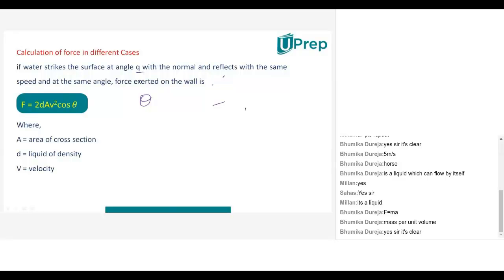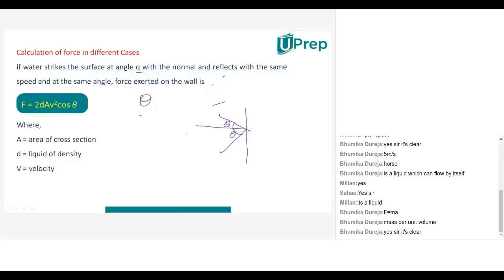2dAV square cos theta. Why did the cos theta term come? Let us try to understand that with an explanation. This is the wall and water is coming like this, and the normal for this wall will be there like this, and this water flow makes some angle theta with this normal, and with the same angle it is reflecting here. So the force exerted on the wall is how much we are giving? 2dAV square cos theta. So why are we giving it?